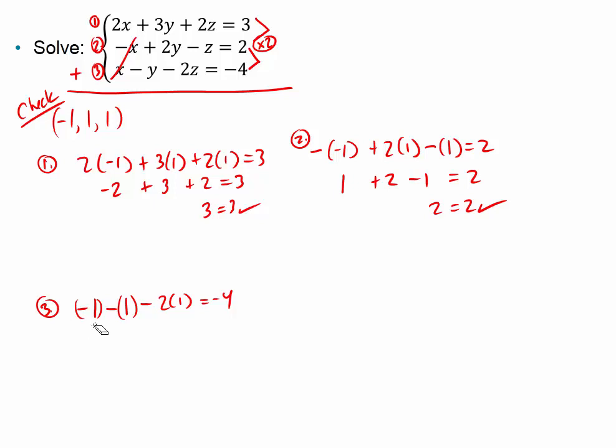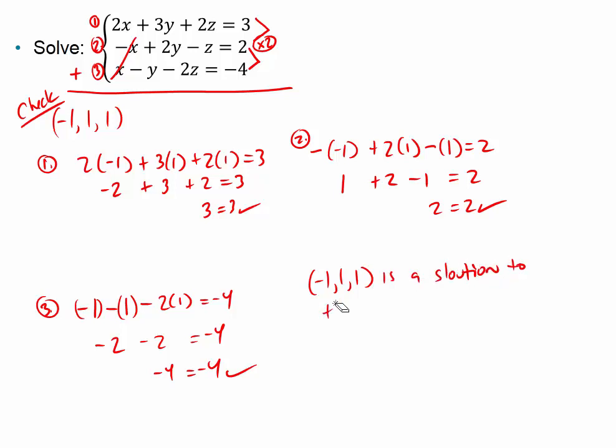So I have negative 1 minus 1, that's going to be negative 2. Negative 2 times 1 is also negative 2. Well, negative 2 plus negative 2 is going to give me negative 4, and that checks. So I would say the ordered triple is a solution to the system.